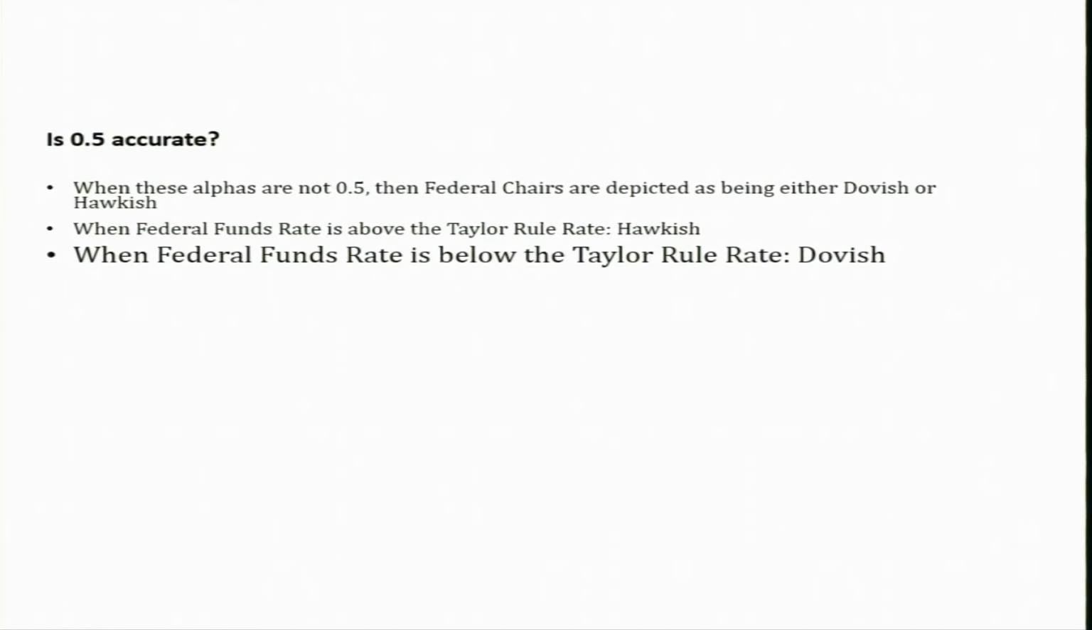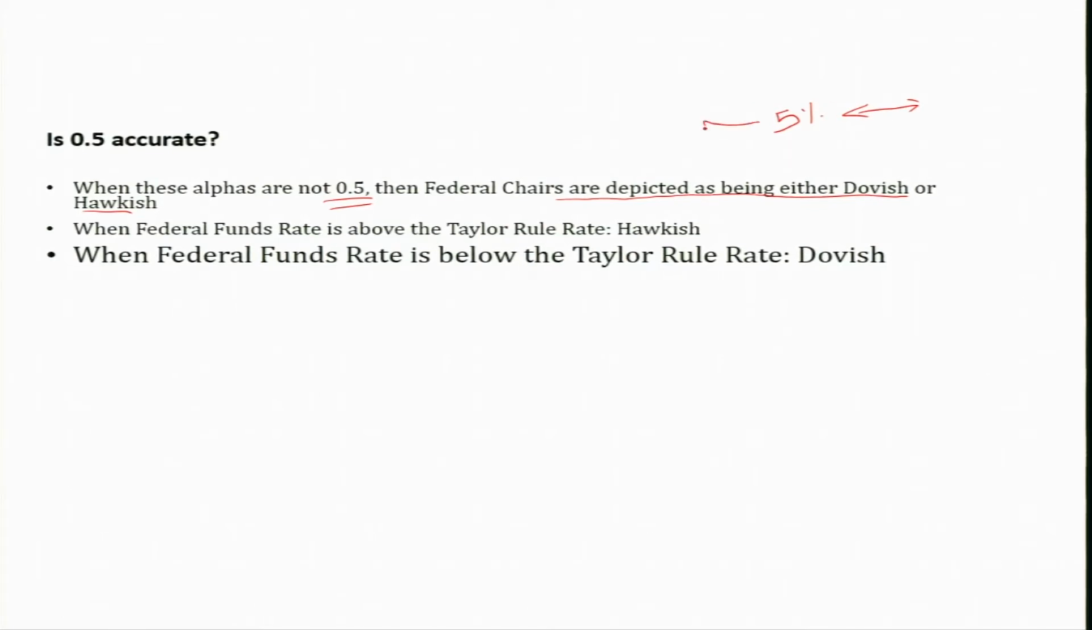So based on this value, suppose it is not 0.5, if they are giving greater than 0.5 or less than 0.5 for alpha or beta, then the Federal Reserve chair is depicted as being either dovish or hawkish. So, when the federal funds rate is above the Taylor rule rate, what does the Taylor rule predict? Suppose using all this Taylor rule formula we are getting, for example, 5% as per the Taylor rule.